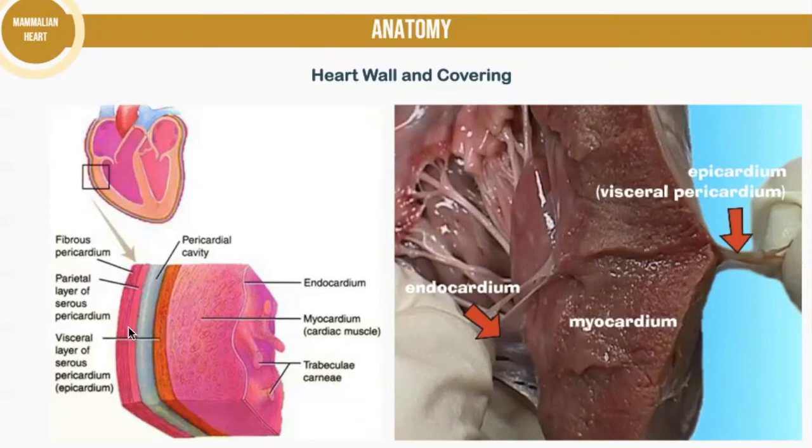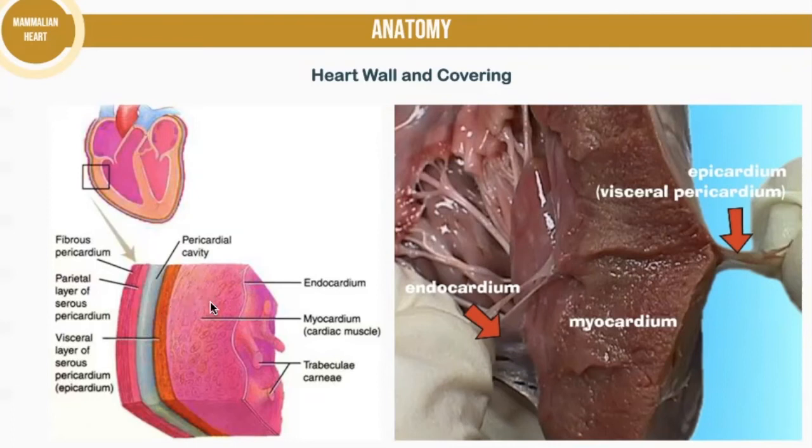So for these 2 layers of the serous pericardium, they both secrete serous fluids, which lubricate the membrane surfaces for easy heart movement. In between these 2 serous pericardium layers, we have the pericardial cavity. And this cavity contains a pale yellow fluid called the pericardial fluid.